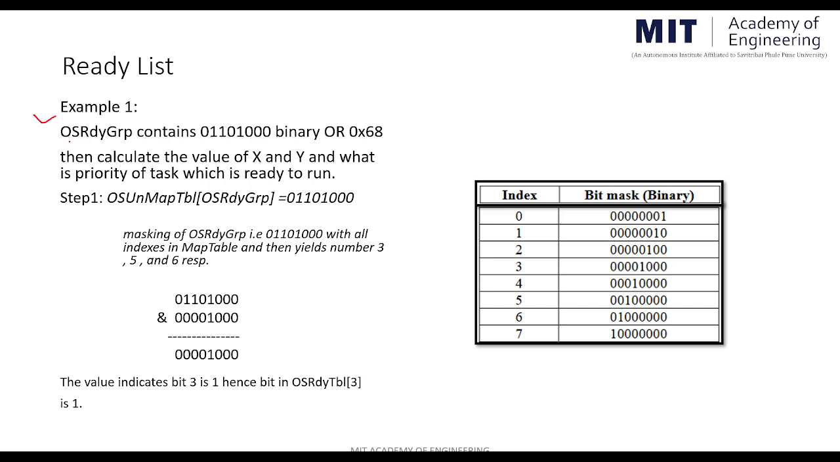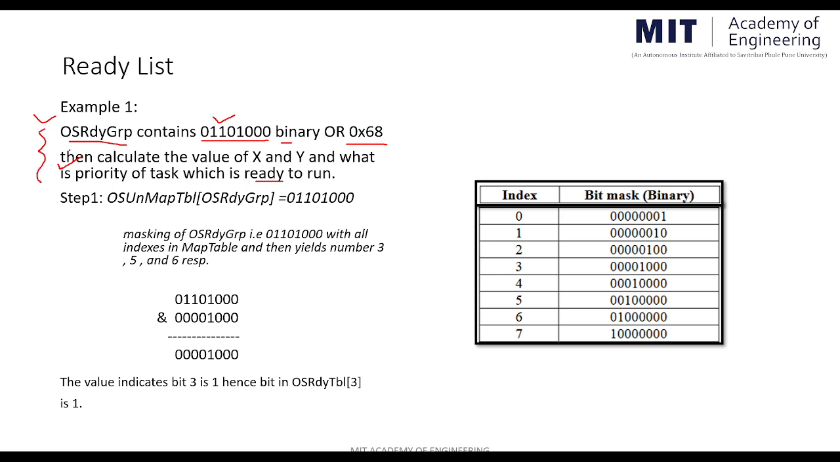Here, suppose the value of OS_RDY_GRP contains 01101000 in binary, or we can say this is 0x68 in hex. So the OS_RDY_GRP value is loaded by the kernel, by the scheduler, when there are multiple tasks ready to run. Then the kernel has to read this value and take some decisions. What operations the kernel carries out, that we have to see here, and then calculate the value of x and y and what is the priority of the task ready to run. So this is our example.